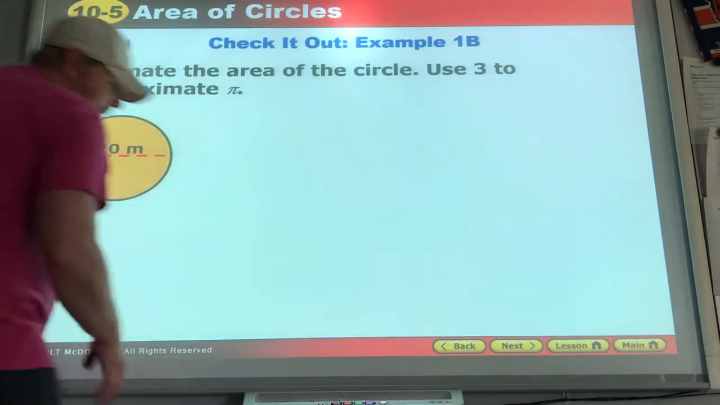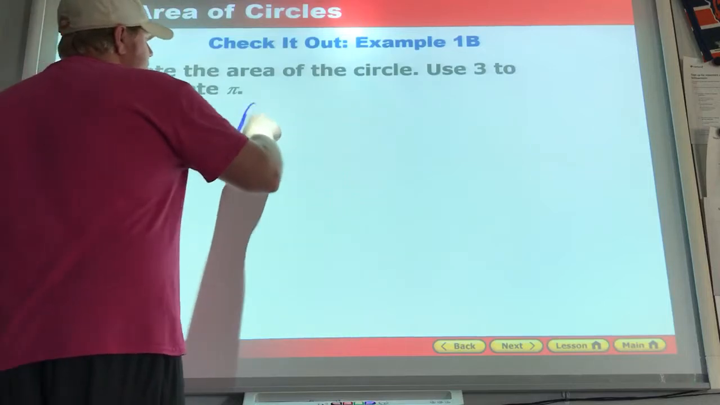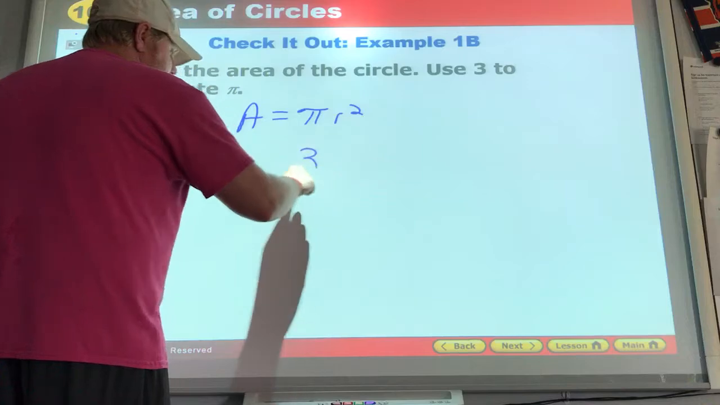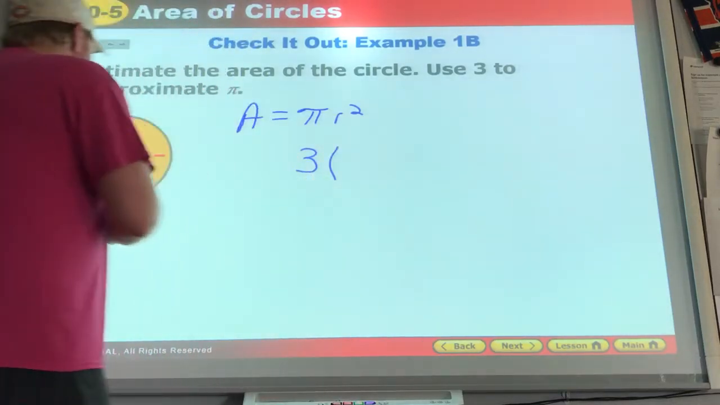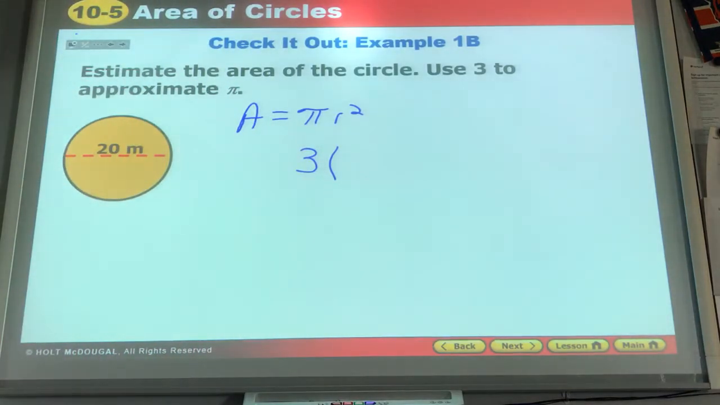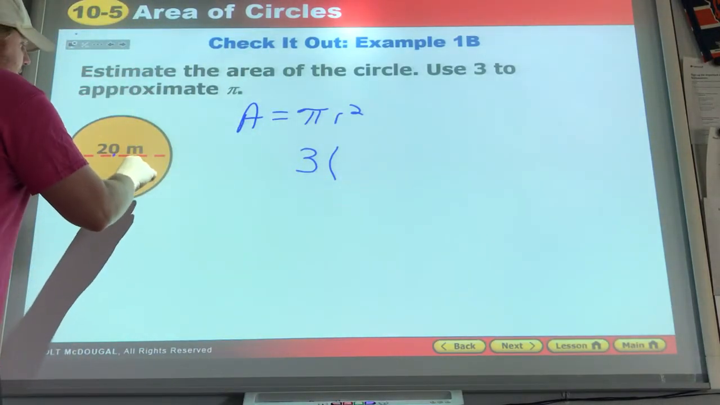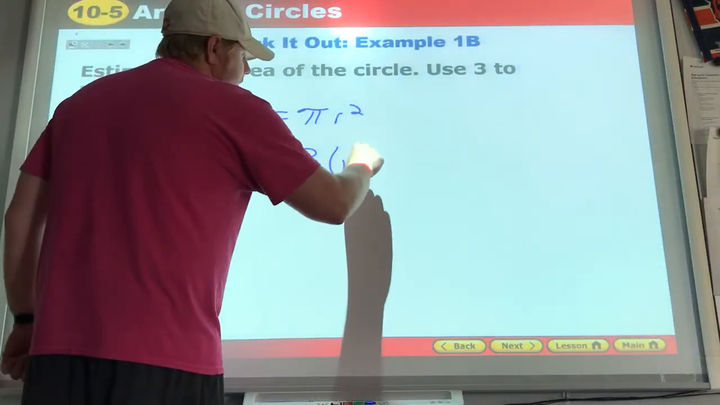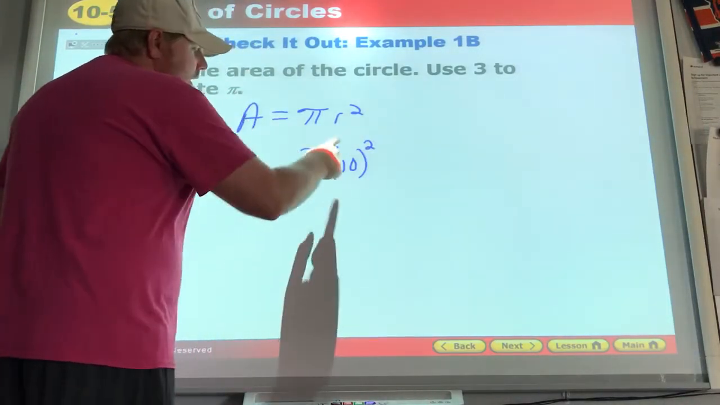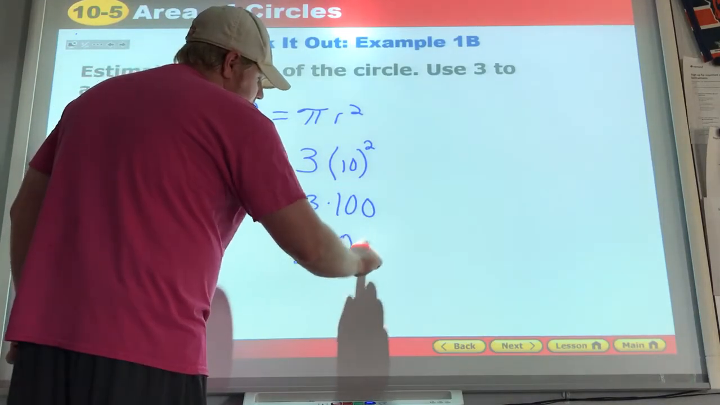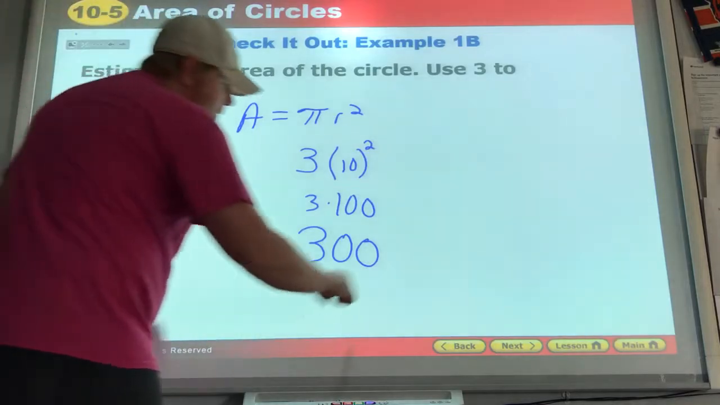Estimate the area of the circle. All right, 20 is our diameter. Area equals pi r squared. Pi, they want us to use 3. R squared, 20. Do we use 20? Hopefully you see 20 is the whole diameter. That is not what we want. We want radius. So 10 squared is 100, and then we multiply that by 3 and get 300. And it's meters squared.